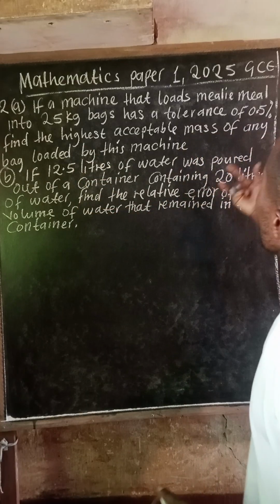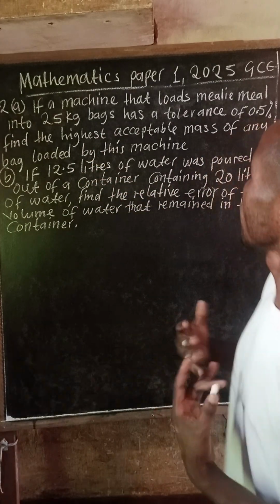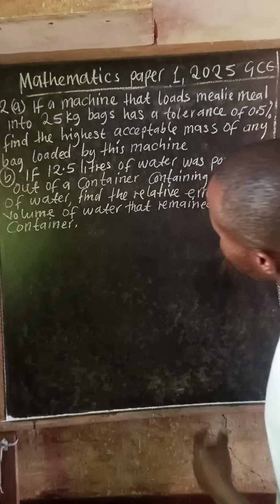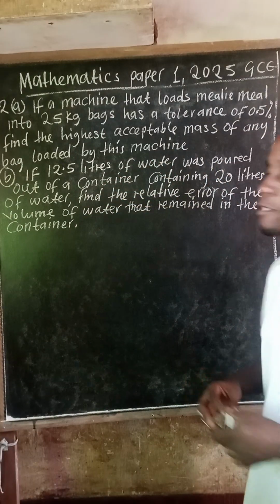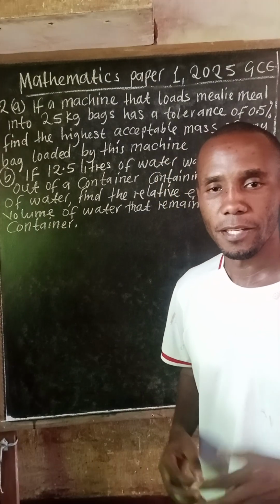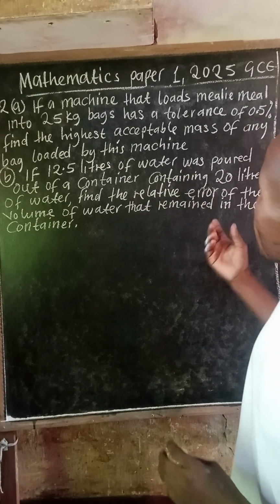If a machine that loads mealie meal into 25 kg bags has a tolerance of 0.5%, find the highest acceptable mass of any bag loaded by this machine. So the first thing to know here is tolerance.